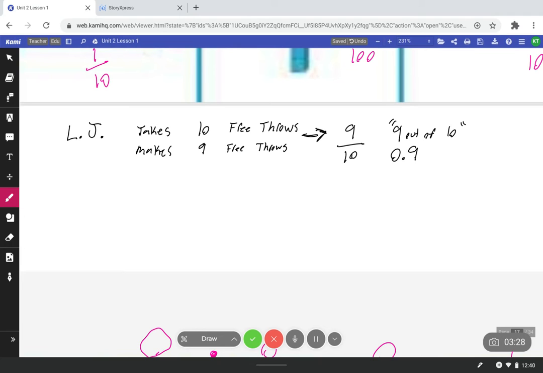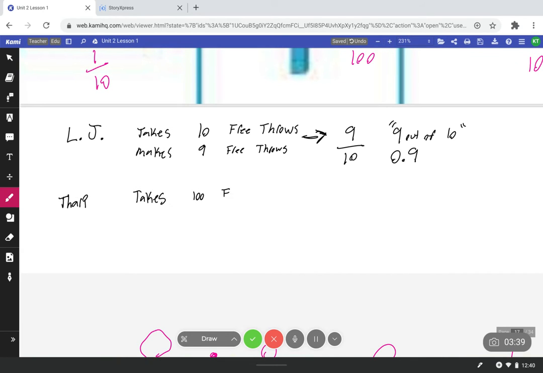But let's go to me. All right. Miss Tharp. I take 100 free throws. And I only make 9 free throws. So I made 9 out of 100.